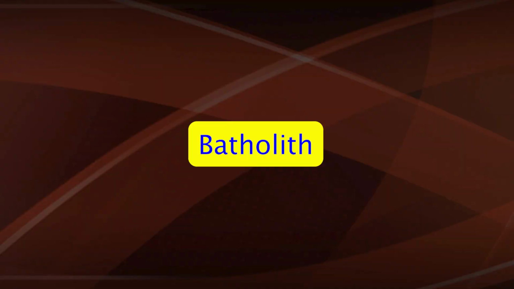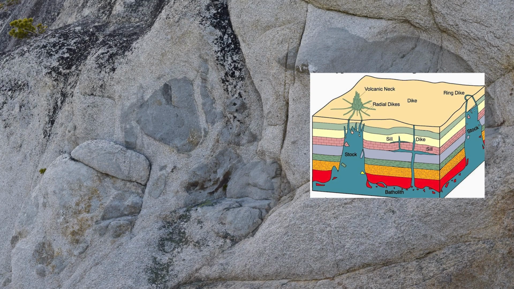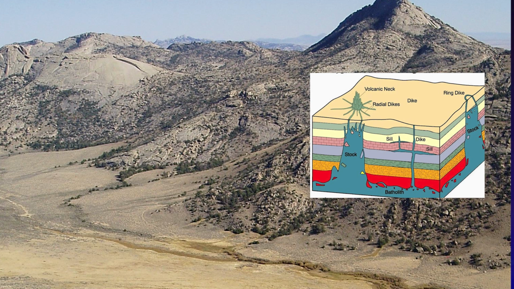Hypabyssal rocks are important indicators of past volcanic or tectonic activity and are found in the regions of shallow magma intrusions. They take shapes like batholiths. A batholith is a huge deep-seated body of igneous rock formed when a large mass of magma cools and solidifies deep inside the Earth's crust. It is the largest intrusive landform, covering hundreds of square kilometers.